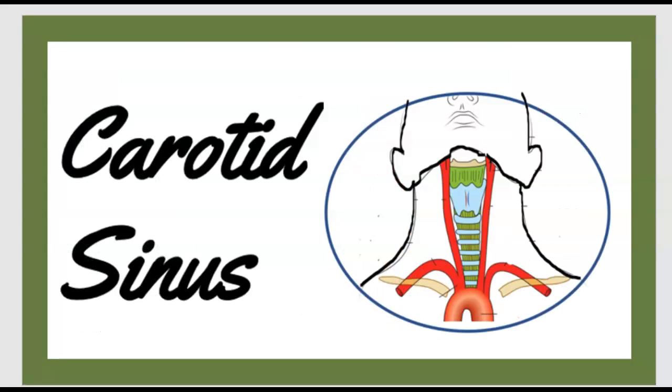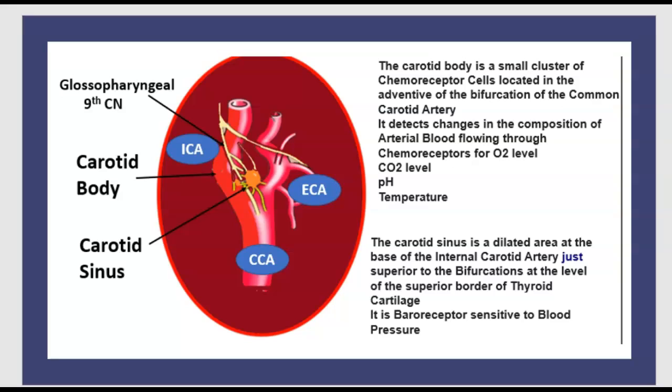Carotid sinus. Carotid body and carotid sinus. The carotid body is a small cluster of chemoreceptor cells located in the adventitia of the bifurcation of the common carotid artery. It detects changes in the composition of arterial blood flowing through, with chemoreceptors for O2 level, CO2 level, pH, and temperature. The carotid sinus is a dilated area at the base of the internal carotid artery just superior to the bifurcation, at the level of the superior border of the thyroid cartilage. It is a baroreceptor, sensitive to blood pressure.